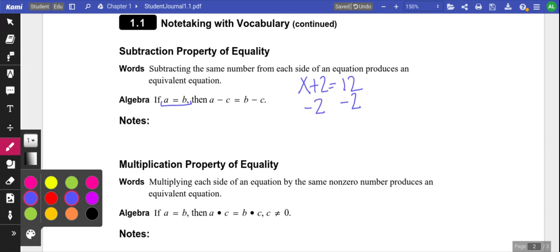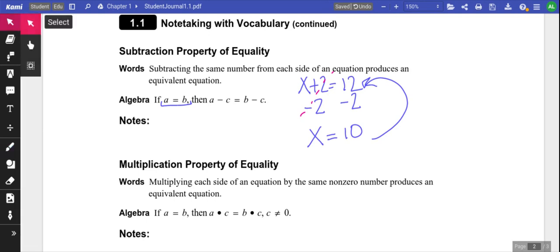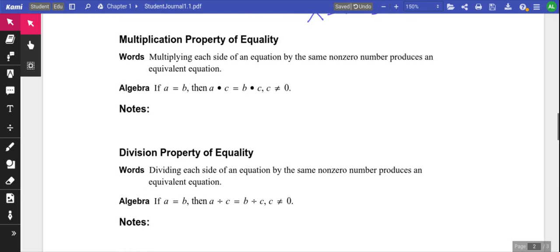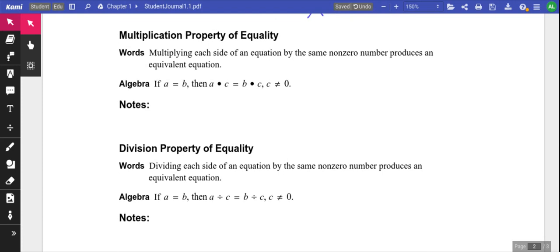I'm doing that inverse operation. The plus 2 and minus 2 cancel out, since positive 2 minus 2 is equal to 0. I'm left with x, and 12 minus 2 is equal to 10. So x is equal to 10. You can always check whether this makes sense in the original equation: 10 plus 2 is equal to 12. Yes, awesome, you have your solution. The value of x is your solution.